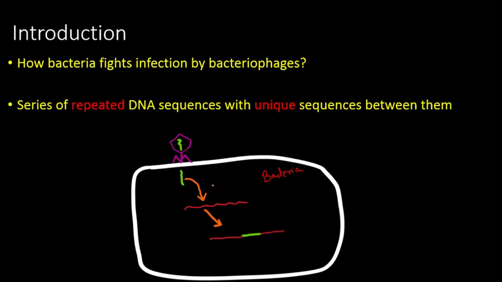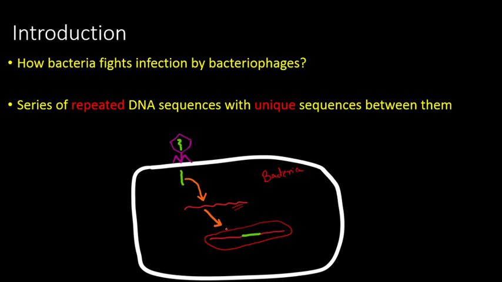Once inside the cell, this viral genetic material will integrate with the bacterial genome. The red is what is bacterial genome, this one. So it will integrate with the bacterial genome, and it will begin to produce viral proteins. That is how the virus infects the bacteria.